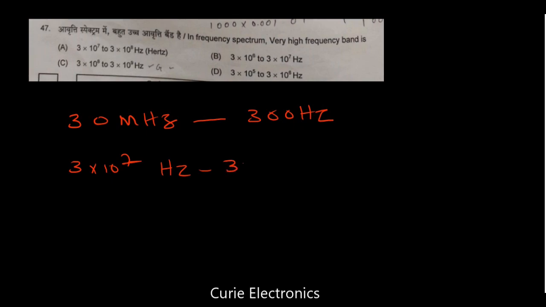Question number 47. In the frequency spectrum, very high frequency band. Very high frequency band is from 30 megahertz to 300 megahertz. But in the options it is not given like that. So we can write 3 into 10 to the power 7 hertz to 3 into 10 to the power 8 hertz. So the right answer is option A.